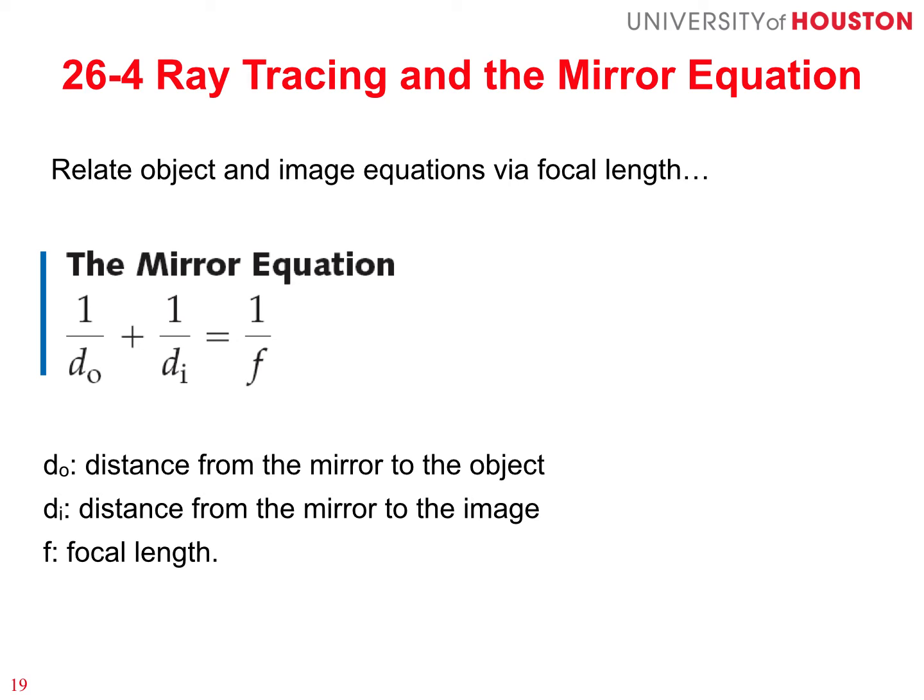In addition to ray tracing, we can use the mirror equation to determine the position of the image. Here, DO is the distance the object is away from the mirror, DI is the distance the image is away from the mirror, and F is the focal length. The mirror equation states that 1 over DO plus 1 over DI will be equal to 1 over F, the focal length.